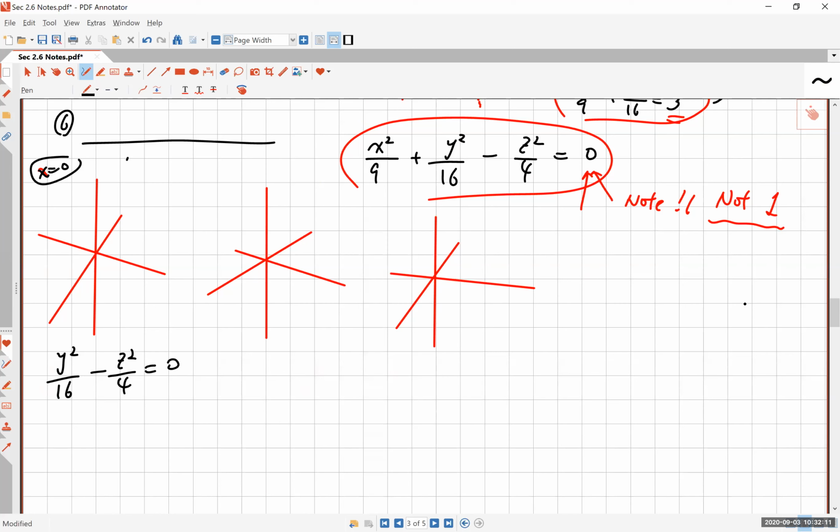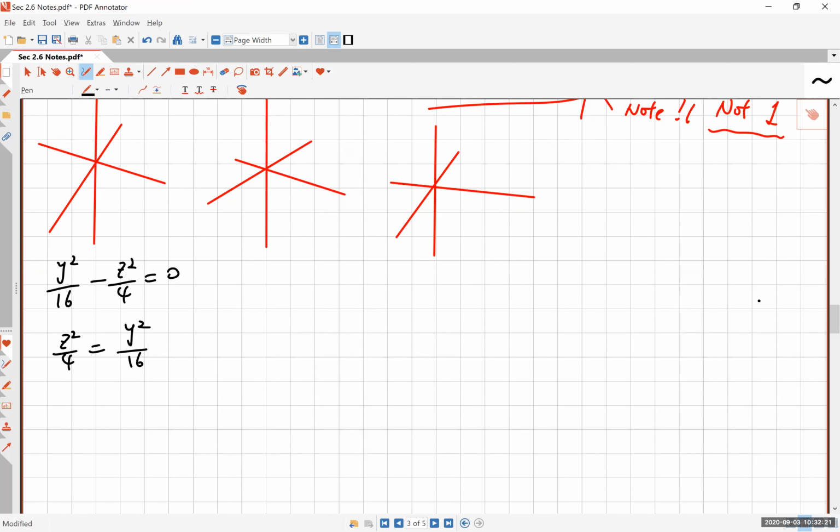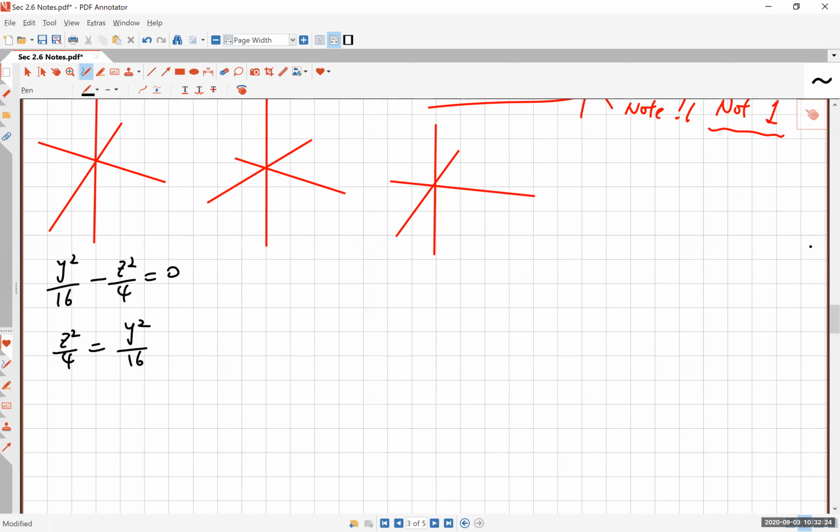You may want to think of that in this way: z squared over 4 is equal to y squared over 16, right? Remember, one side is equal to 0, so you don't get hyperbolas anymore. So what do you get? Well, if you multiply both sides by 4, z squared is y squared over 4, and so z is equal to plus or minus y over 2. Now remember, you have plus or minus just because that's how the square root works, right?